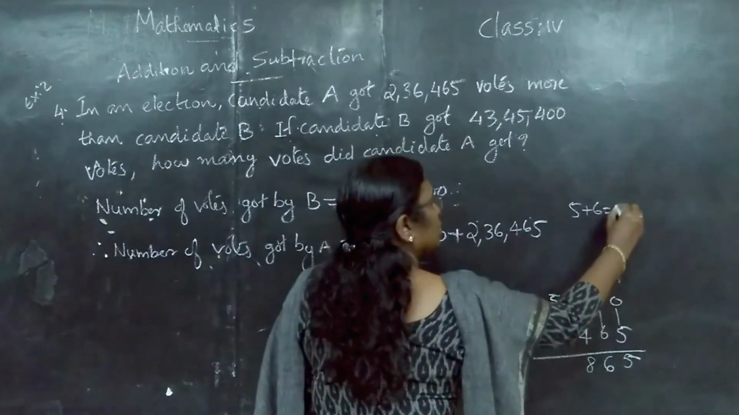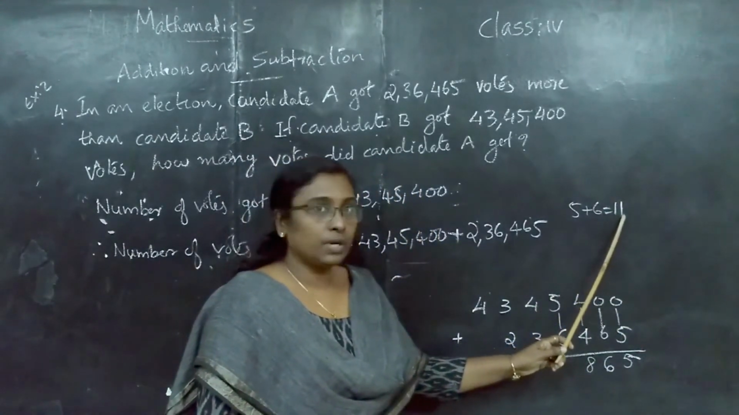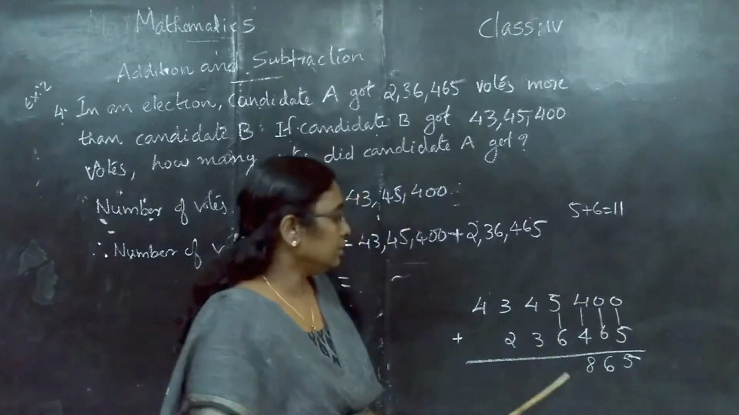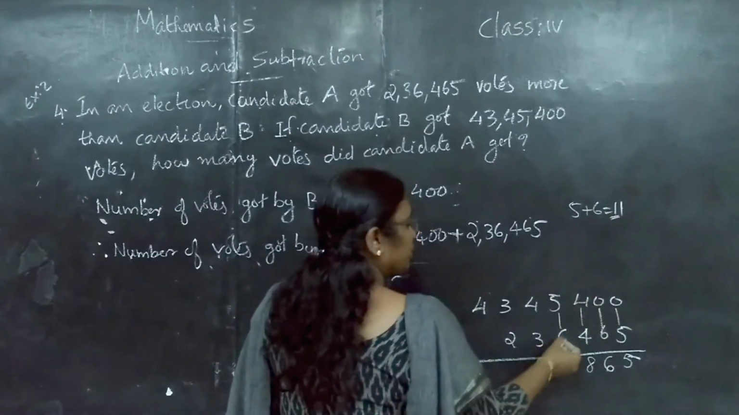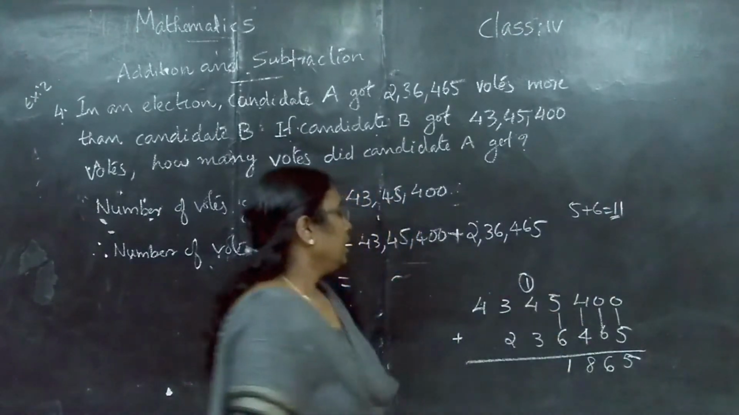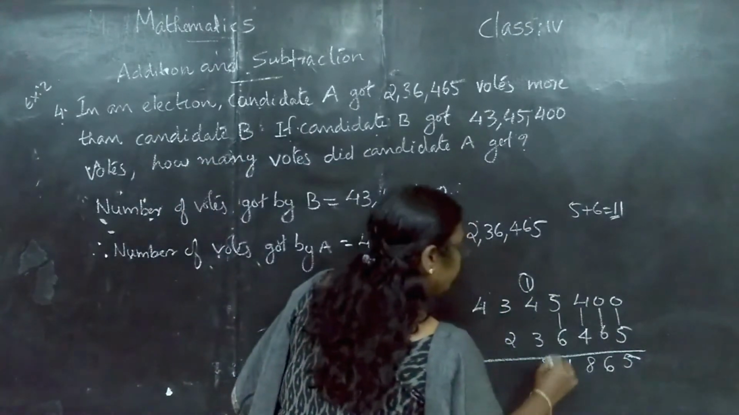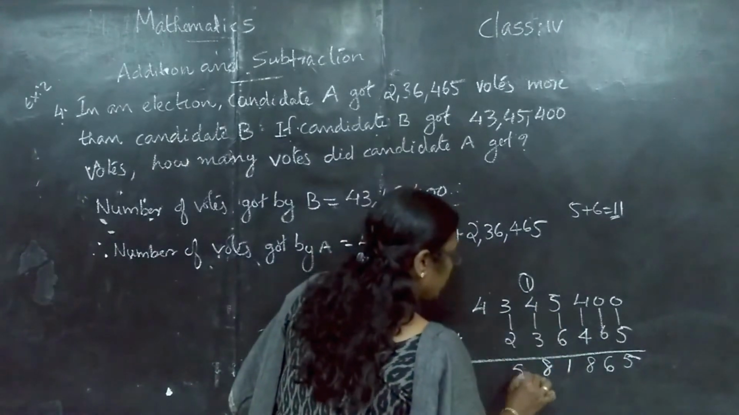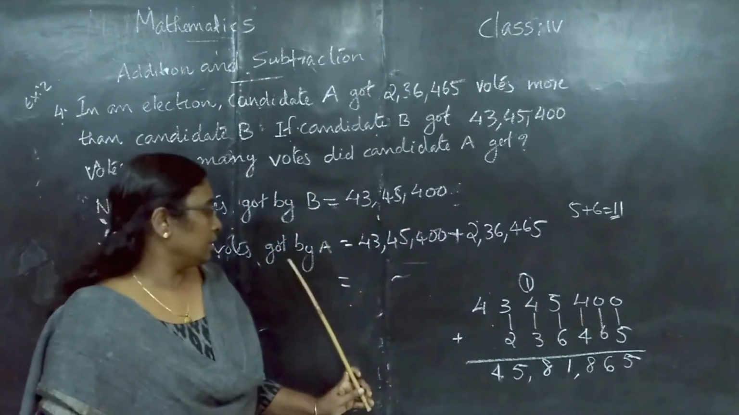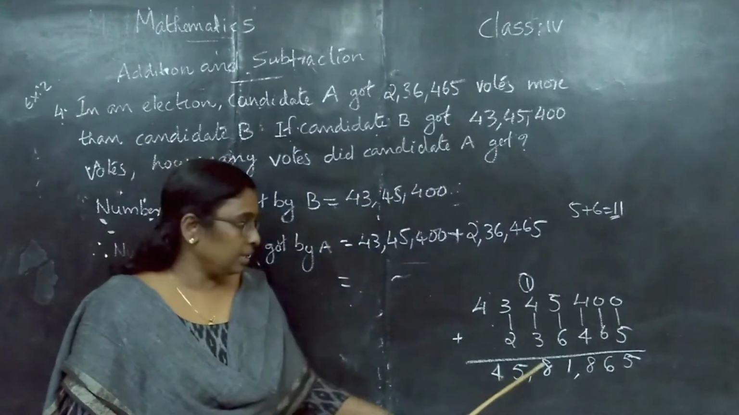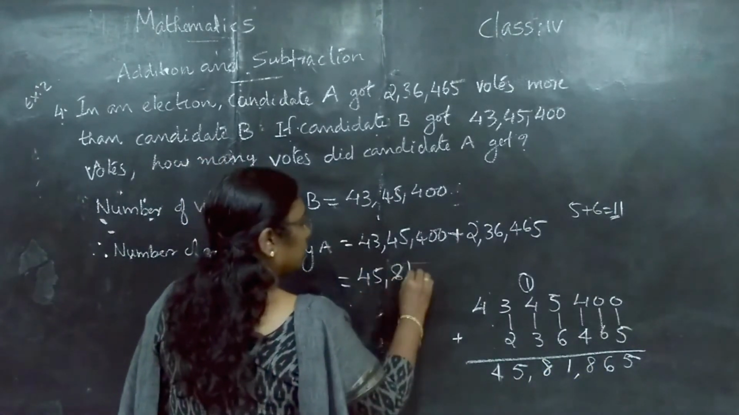5 plus 6 equal to 11. We write the digit in one's place here, 1, and carry 1 forward to the next higher place. Then add these three numbers. 4 plus 1 is 5, 5 plus 3 is 8. Then 3 plus 2 equal to 5. Here it is 4. So, number of votes got by A is 45,81,865.